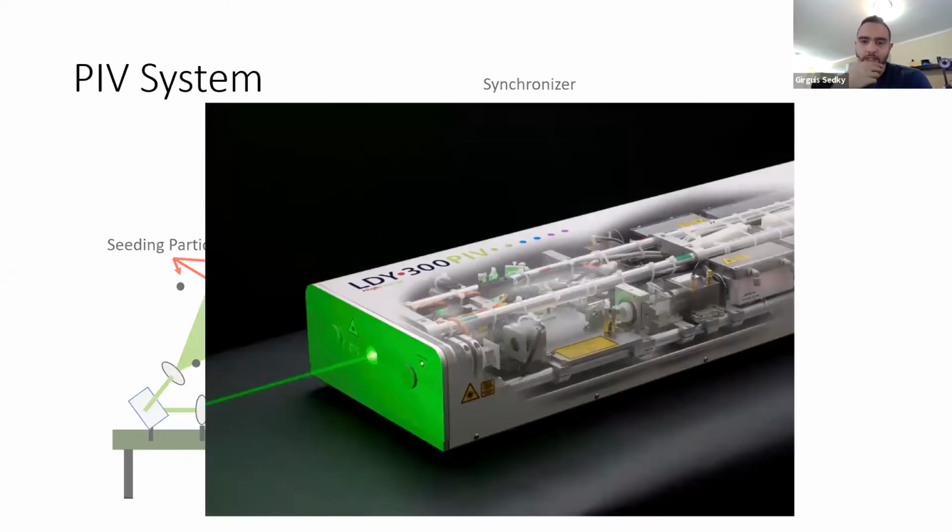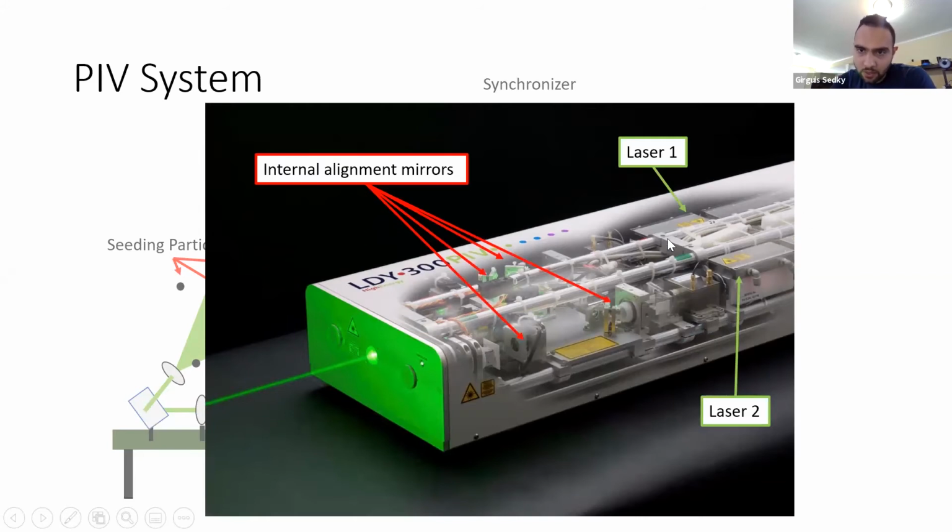Now, this is an example of a laser that we use that's currently under repair. It's an LDY300. Basically, you have two lasers, laser 1 and laser 2, which are two separate lasers. These lasers are directed using really precisely positioned mirrors so that they end up firing from the center. For example, let's take this laser: the beam reflects off this mirror, reflects off another mirror, and goes out the center. Same for laser 1, it takes a similar track so that it fires from the same position.